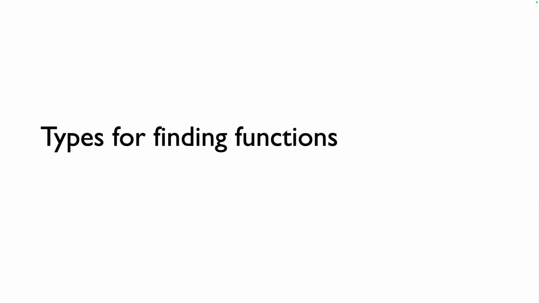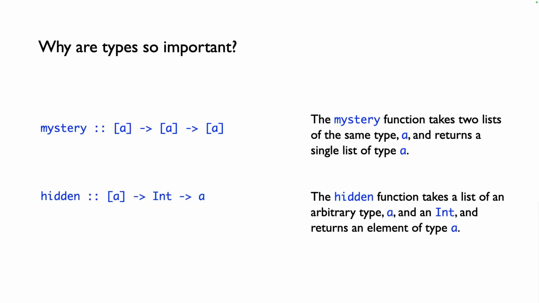One of the really nice things about polymorphic types in Haskell is that we can use the types to look up functions. We may not know the name of a function, or we've forgotten its name, or what symbol is used for a particular operator, but we can use types to find those functions. Let's just look at a couple of examples.